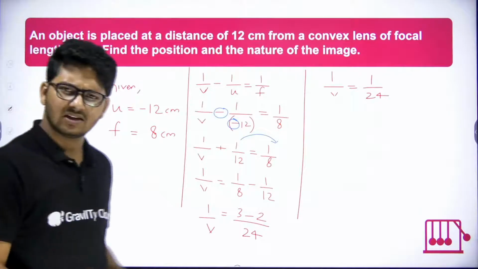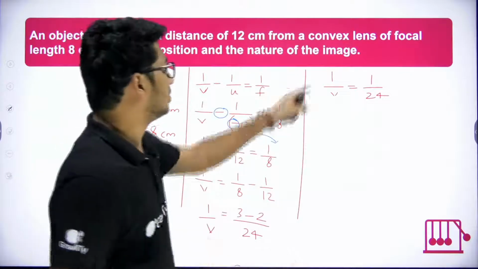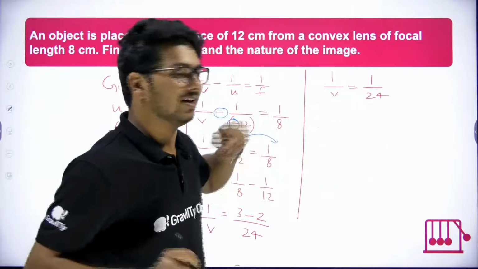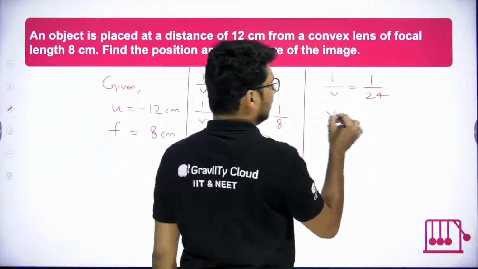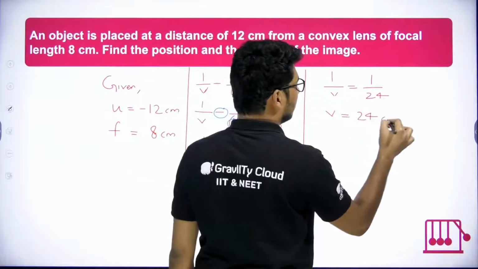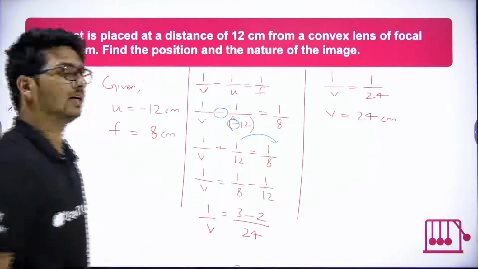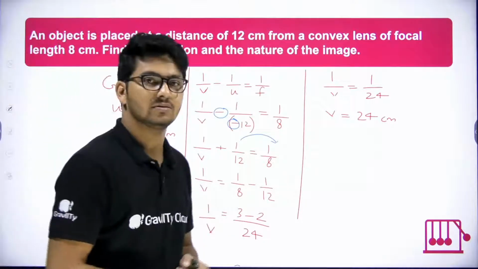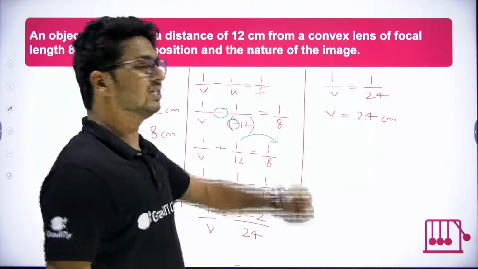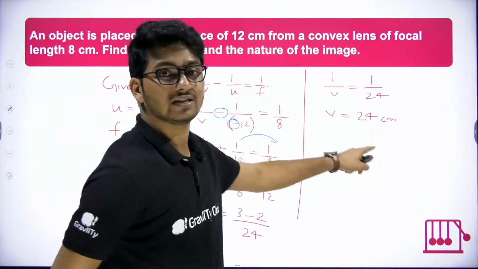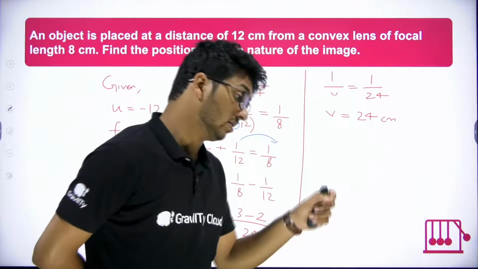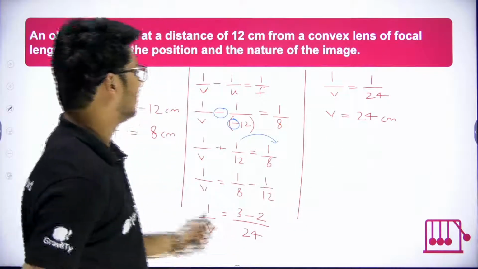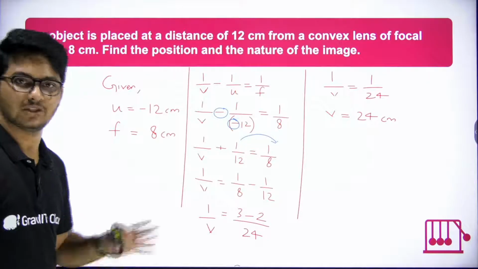Is this the answer? No. Because we got 1 by v. What we need is v. Right, so we have to do the reciprocal. So v will be equal to 24 and the units centimeter because u and f are in centimeters. So you got the image distance, and from where is this distance calculated? It is calculated from the optical center. You got v. So image distance all of us got. So first step is done.